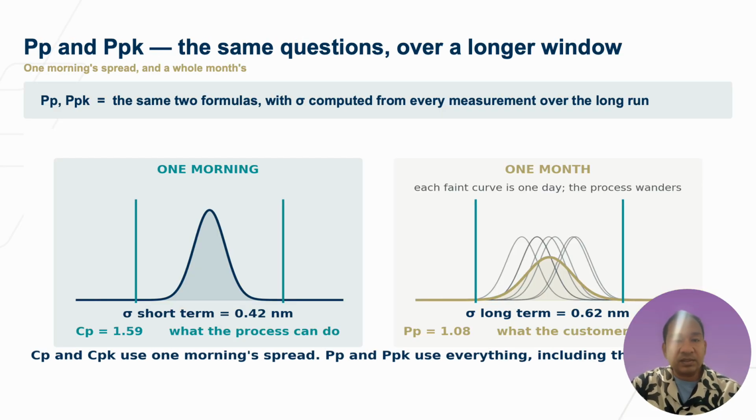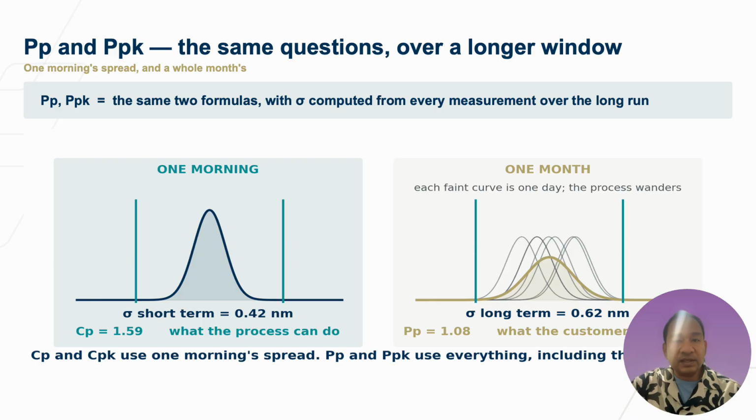Now, the same two questions asked over a different window of time. CP and CPK use sigma estimated within subgroups, the spread among 5 wafers measured in one morning, R bar over d2. Here, that comes out to be 0.429 nanometers, giving a CP of 1.49. That number answers, what is this process capable of while it is behaving?